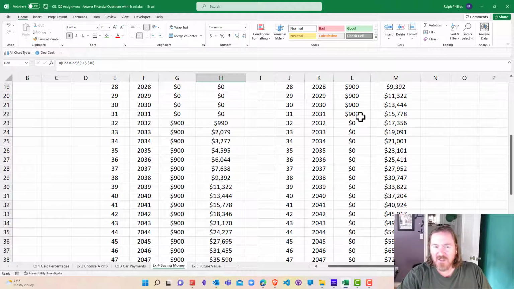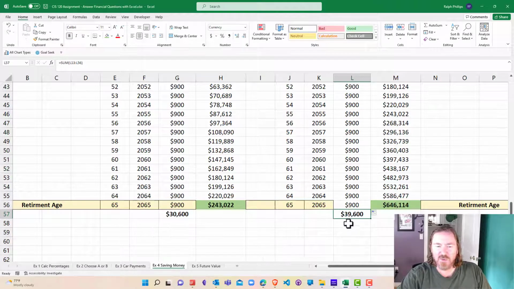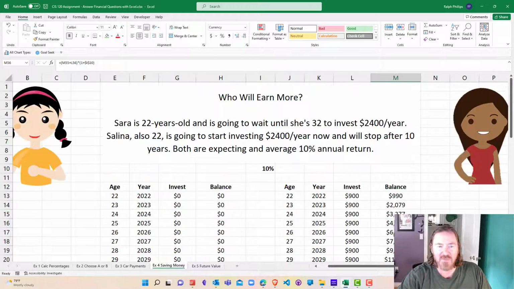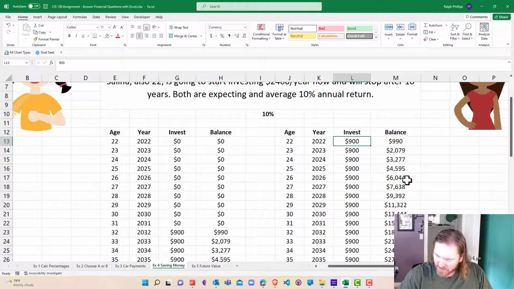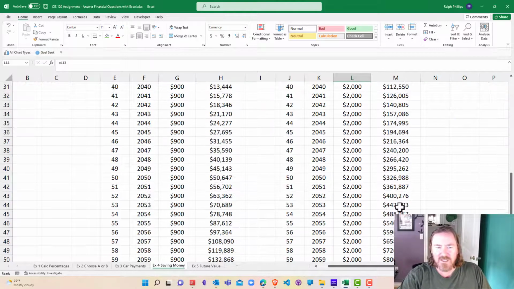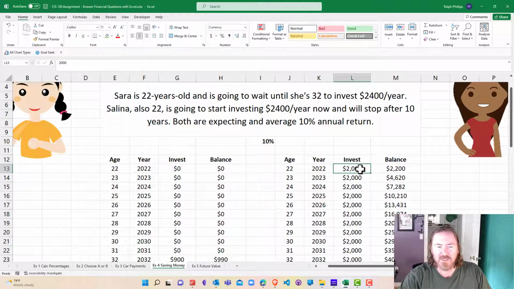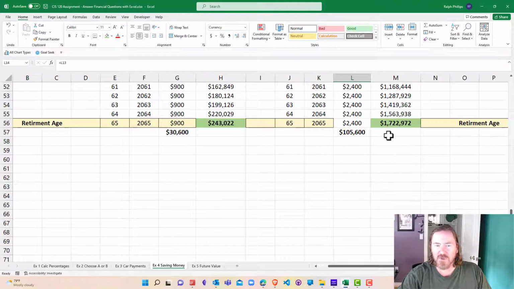Okay, and by the way, if this were to keep going, could I just do this? Yeah, so if she doesn't stop, just keeps putting in that 900, her total investment is almost $40,000 and she gets up to 646. Yeah, that's pretty cool. What if instead of 900, she was back to investing, let's say $2,000 a year? It's going to grow, and she'll end up with about $1.4 million. And of course, if we go back to that $2,400 and she doesn't stop, we're getting into the $1.7 million range. Not bad. Okay, so that's pretty cool. And I think that concludes that.